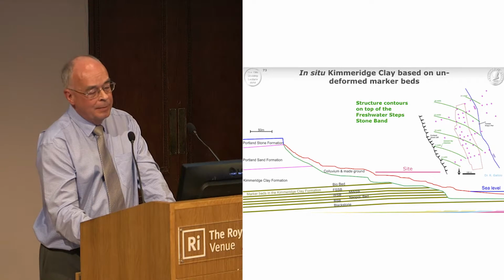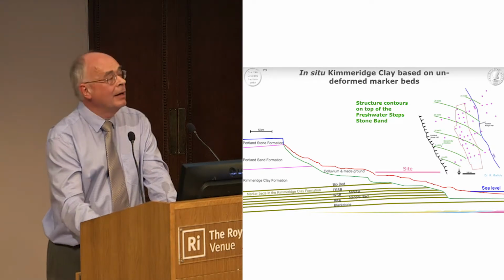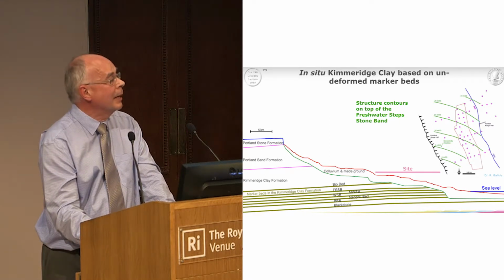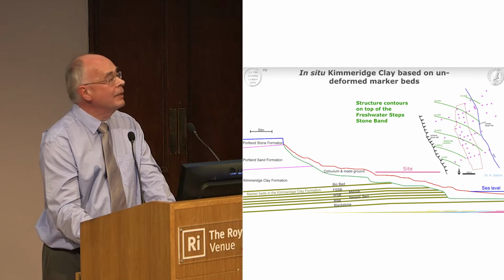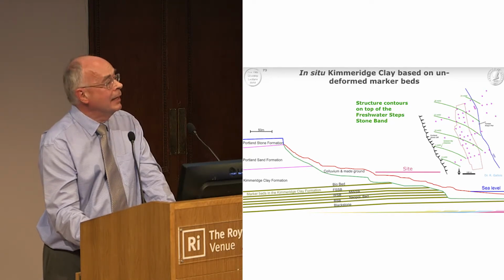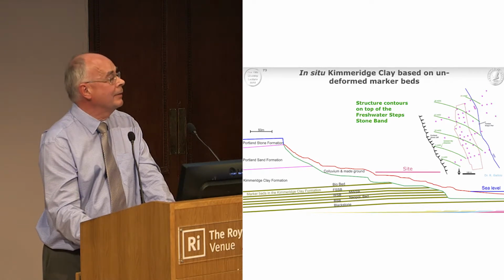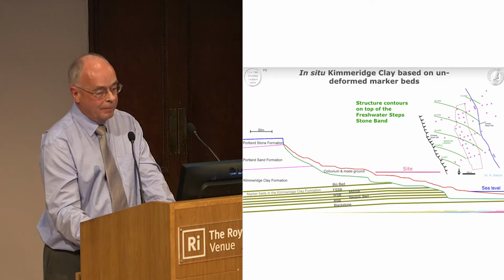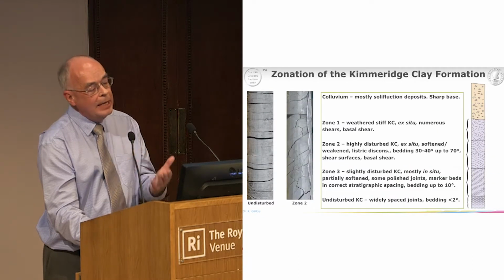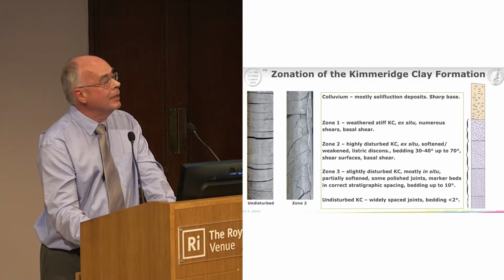Now this allowed us to produce structure contours, as here on the right-hand side on this little plan, on the various marker beds. This one's known as the freshwater stepped stone band. And from that, we could then reconstruct where these bands are under the site. And basically, anything below the green line was natural, in situ, undisturbed Kimmeridge clay. So we're getting somewhere. But Reimers, in his mapping, identified 3 zones of disturbed Kimmeridge clay.